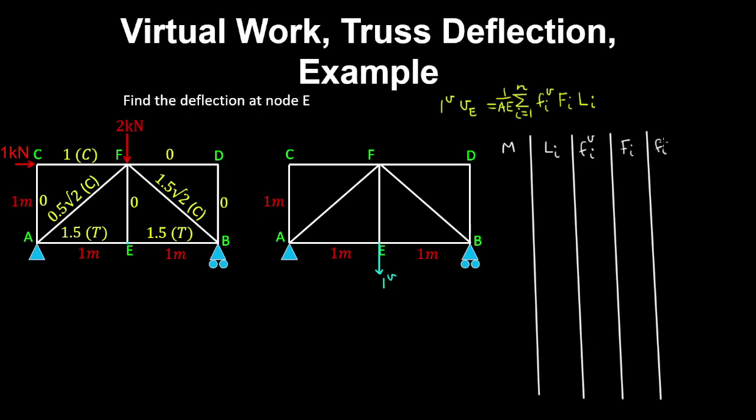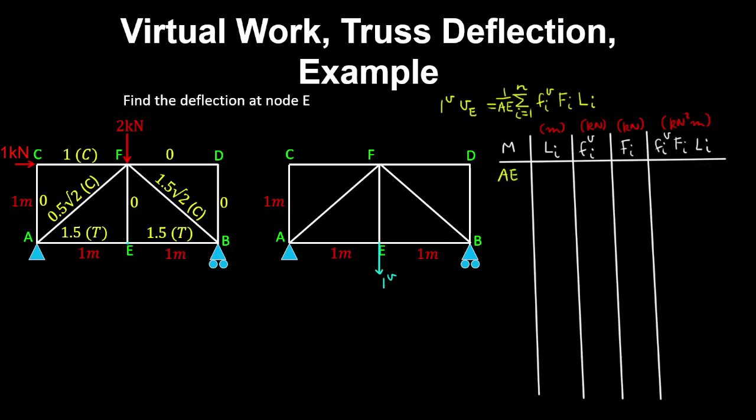So that'll be F_i V by the real force by the length, and these have units of meters, kilonewtons in this case. The real force is also in kilonewtons, and therefore this product is in kilonewtons squared meters. And now we're going to list all the members in the table.